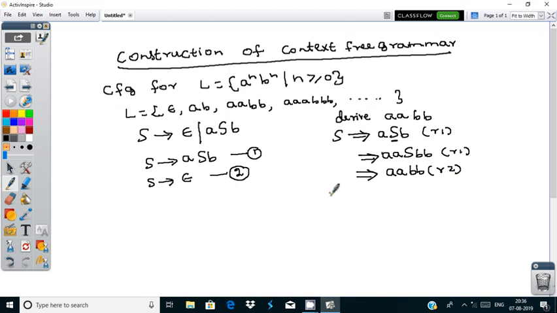In short, you can write it as: from the starting symbol S, you can derive aabb in 0 or more number of steps. This is the meaning of putting a star above the derivation symbol: S can be derived into aabb in 0 or more number of steps. So this grammar is perfectly a valid grammar.